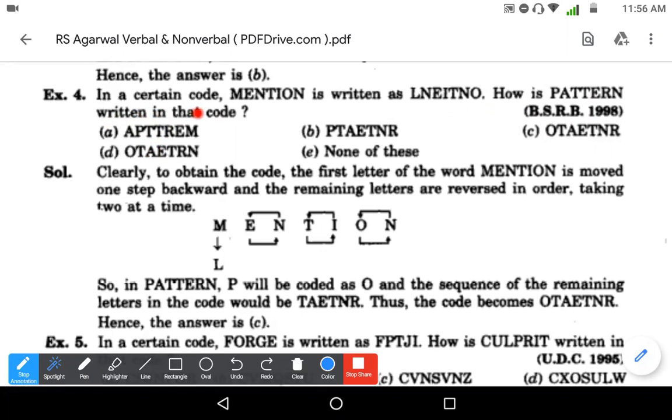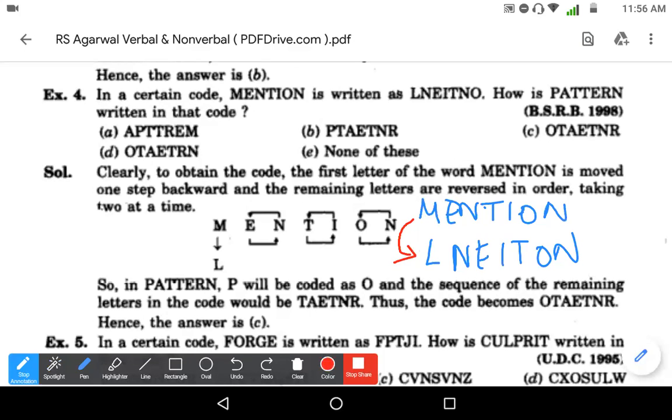In a certain code, MENTION is written as LNEITON. How is PATTERN written in that code? They have written MENTION, and this has been written as LNEITON. So we have to first define the rule here. M and L: before M there is a letter, so L, M, that is the letter. So a before letter is written.